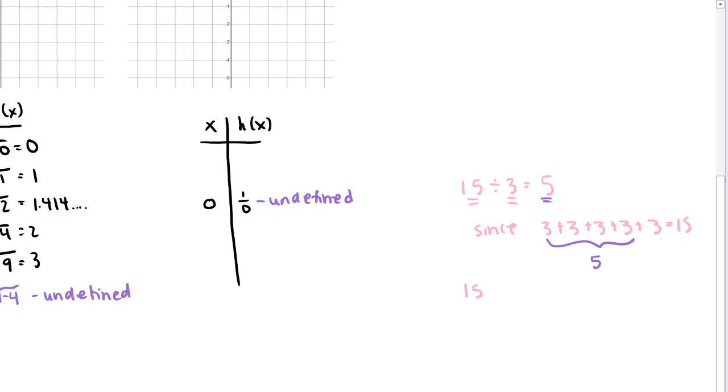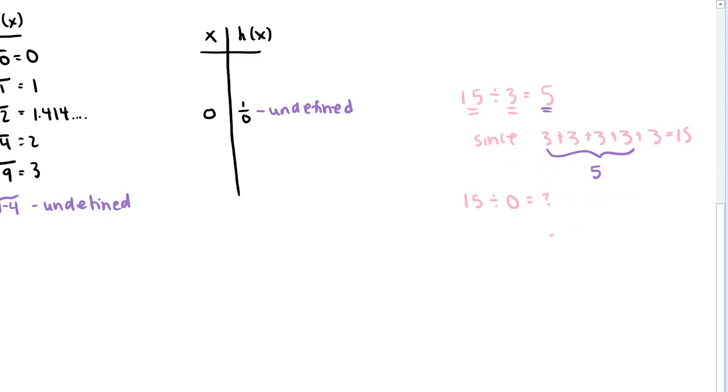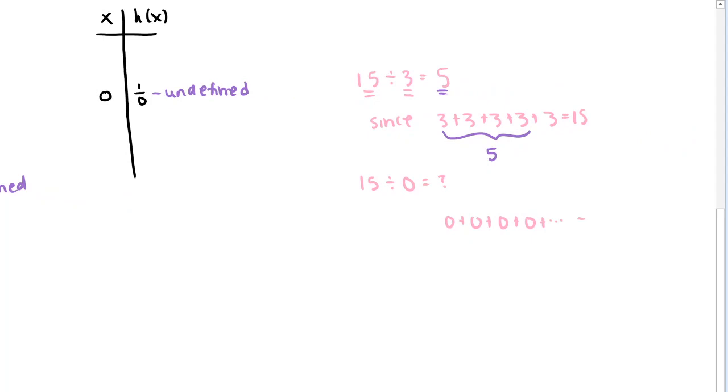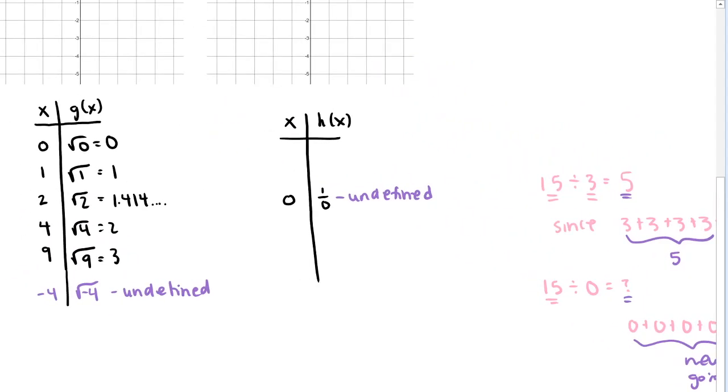But if we try to divide something by 0, this is asking us, how many times do I need to add 0 to itself to end up with our result, to end up with 15? Well, this is never going to happen. And so we don't get a result here. This is undefined. Division by 0 is undefined.